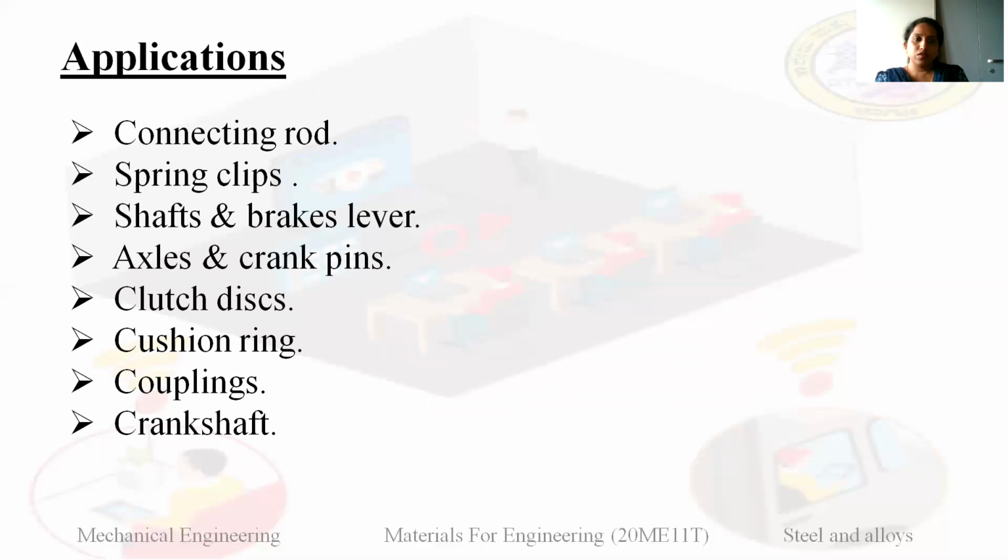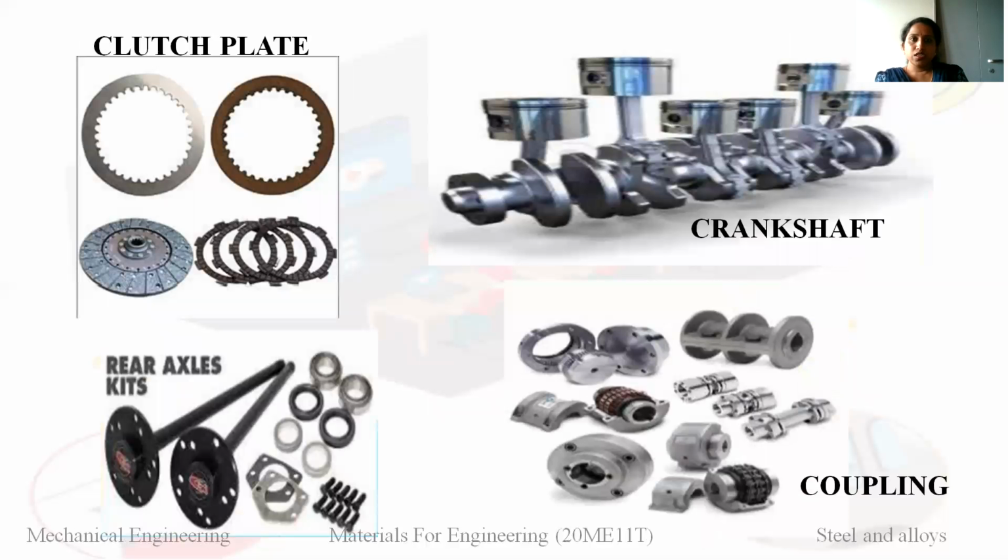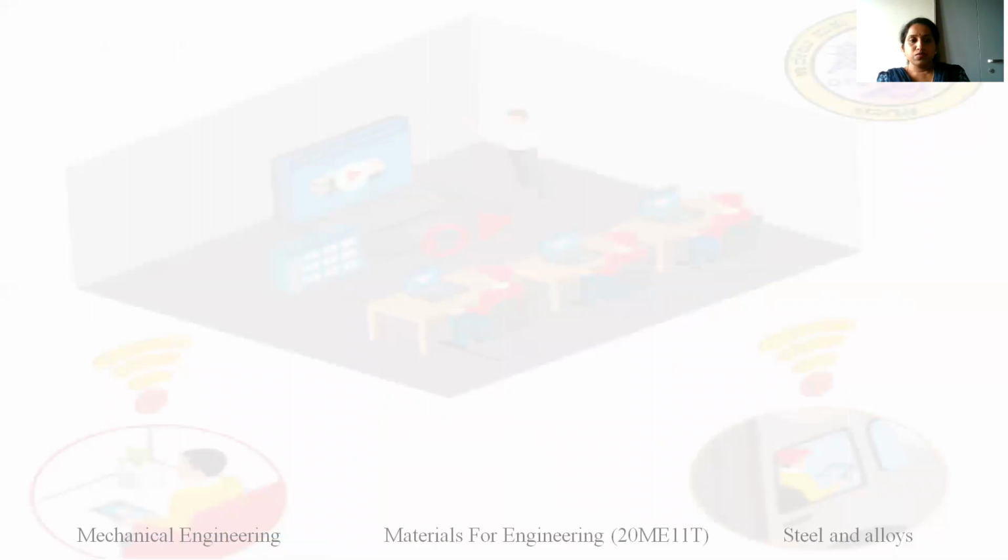So this slide shows you the different products which are made of medium carbon steel, like clutch plate, rear axle kits, crankshaft, couplings, etc. So these are all the applications of medium carbon steel.